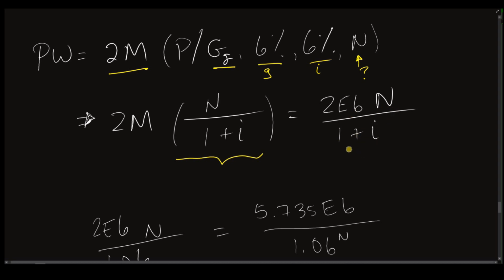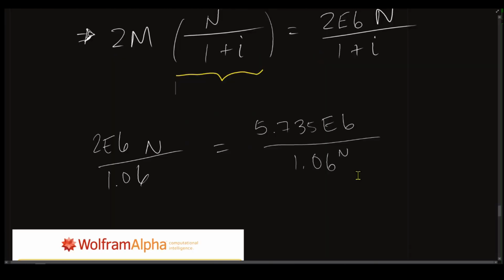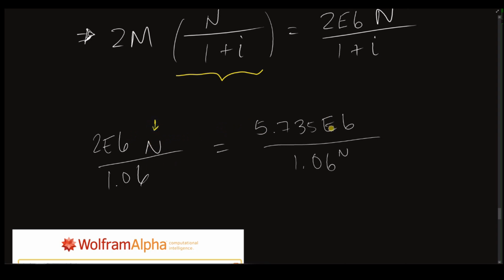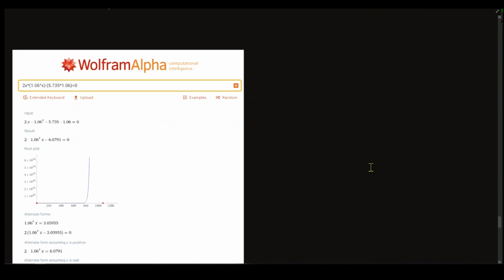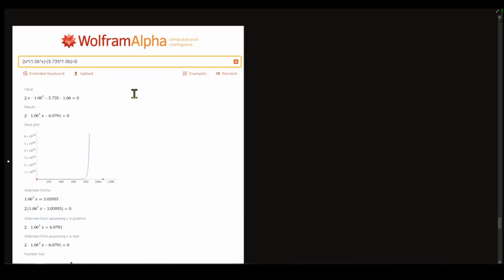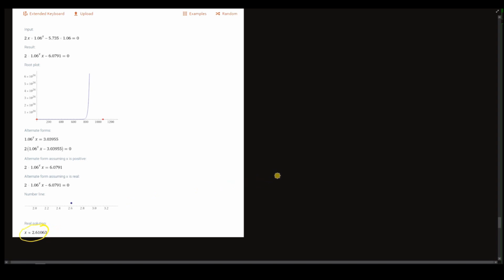So 2E6, 2 million, times (1 + i). Now I can set those equal to each other, and then I can solve for n. I just threw it into Wolfram and let Wolfram do the work for me. So here's my equation. Hit enter, it does various things, and it comes back and tells me the answer is 2.6.